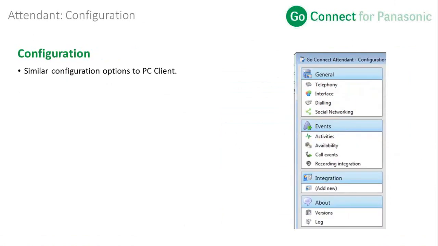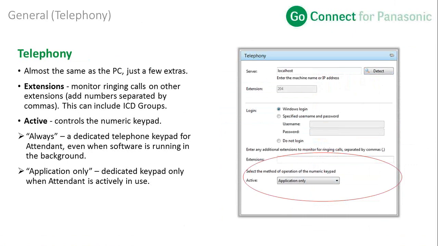You can see here in the screenshot on the right hand side that actually the configuration options for the attendant are pretty much identical to the configuration options on the standard PC client. So you don't need to learn anything massively new or completely different. The only real changes, so on the telephony screen, which I'm about to show you now, you can see a big circle at the bottom here about active and application only, and there's no options.